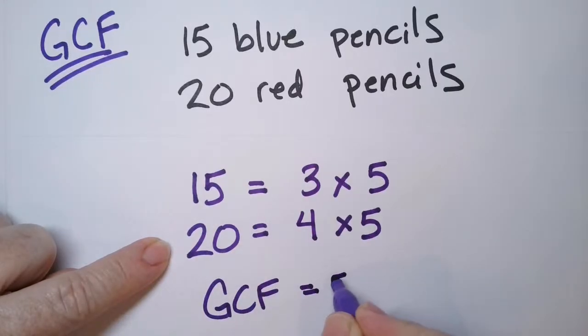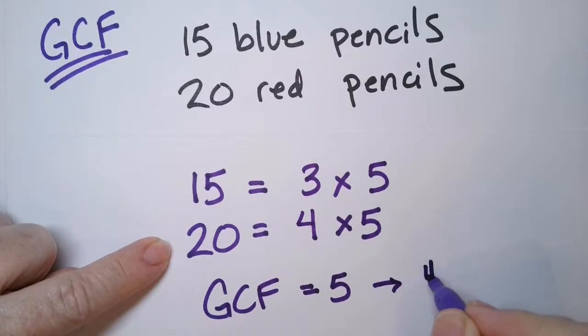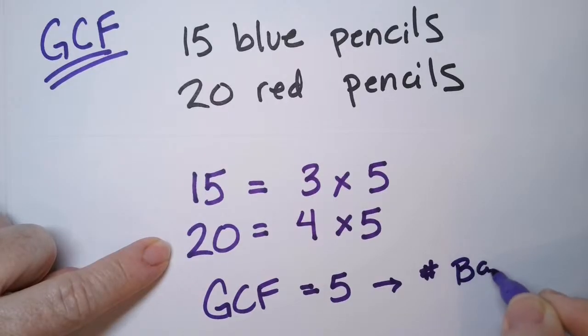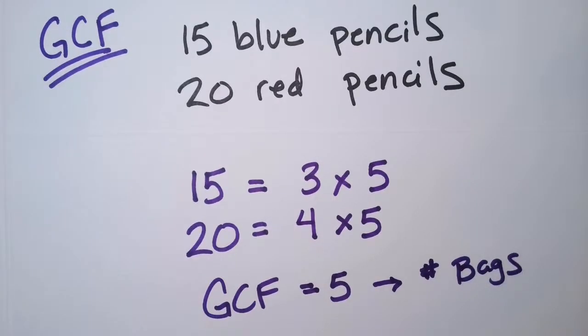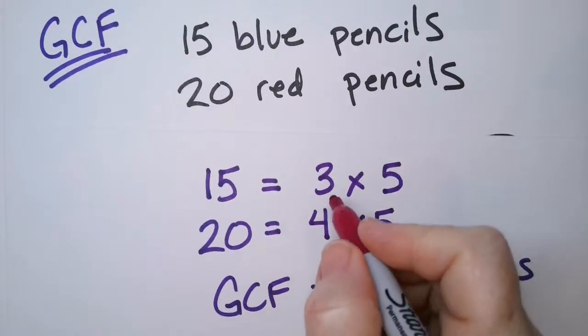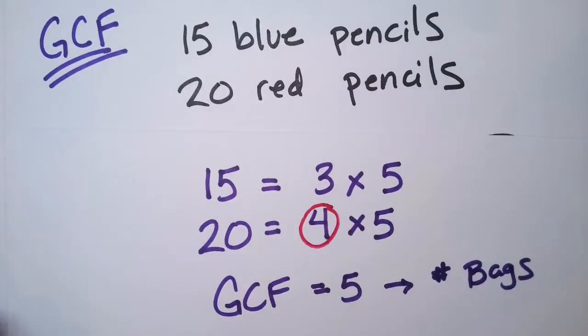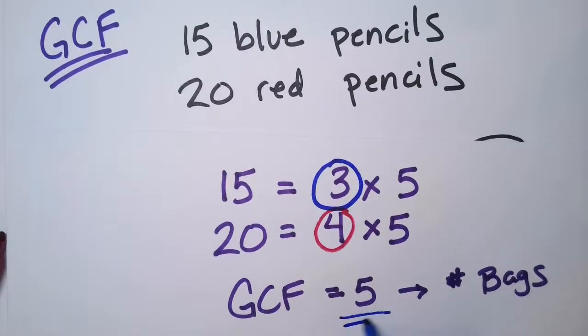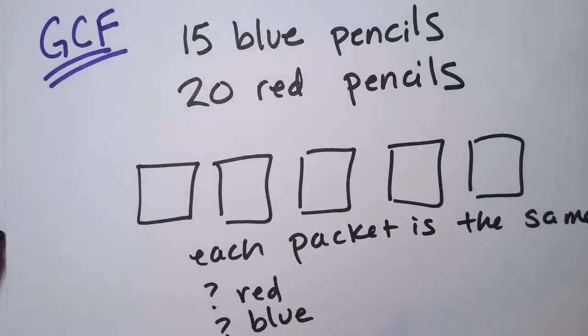That's how many bags we're going to have, or packets. I'll call them bags. All right, how many go in each one? 15 was blue, and 20 was red. Okay, so that tells us that we have 4 red and 3 blue go in 5 total bags.